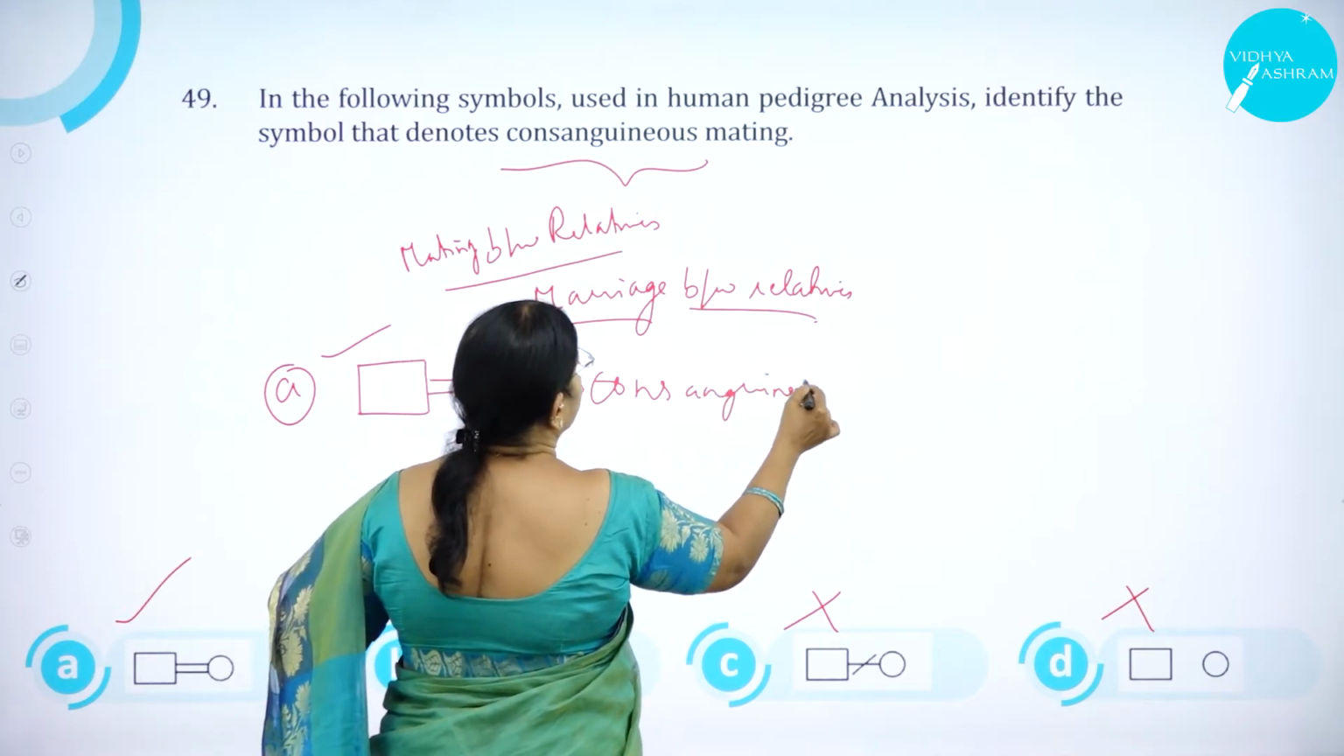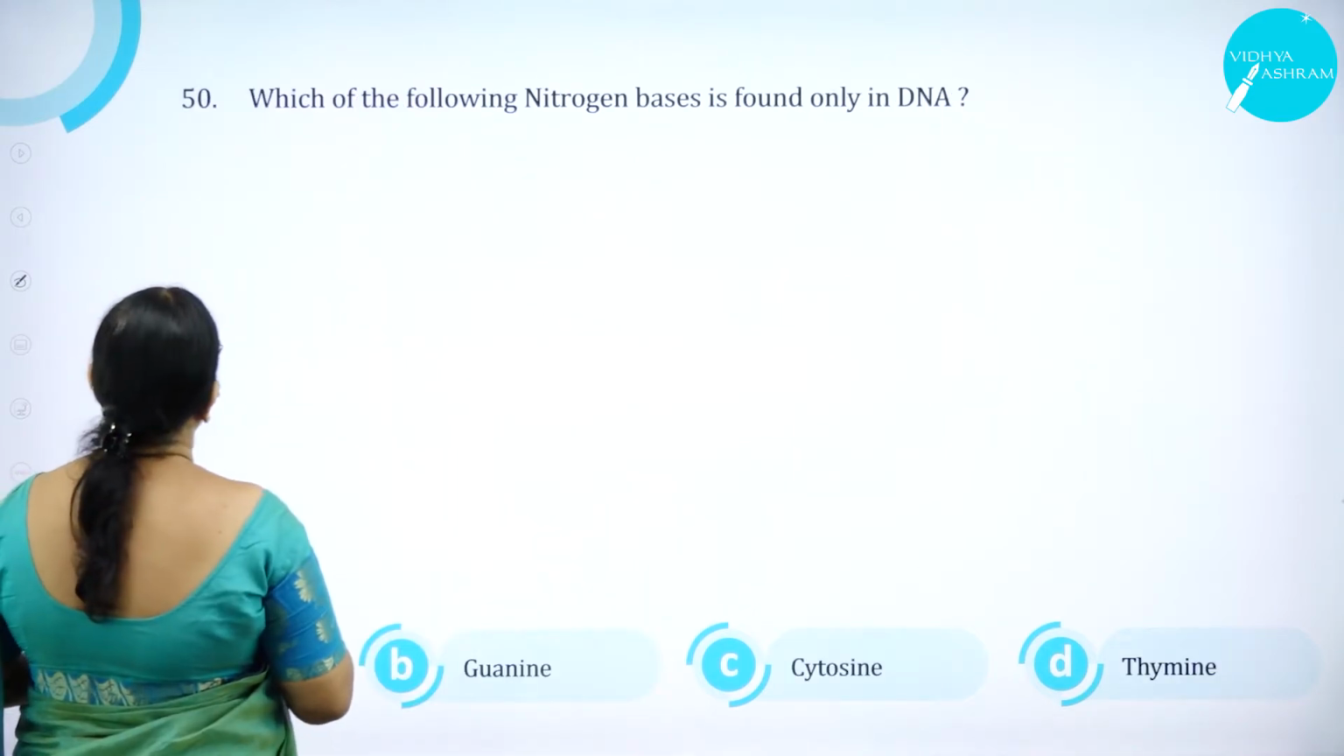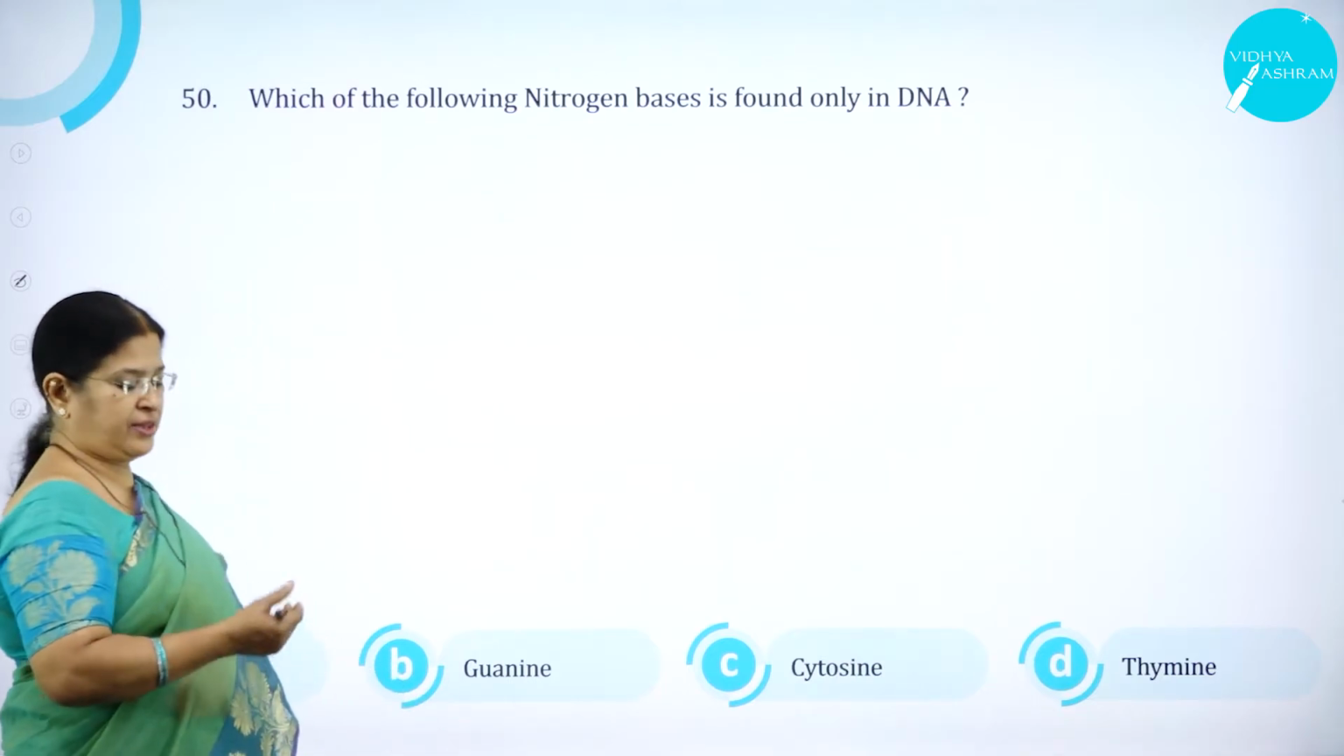Consanguineous mating. Moving on to the 50th question.